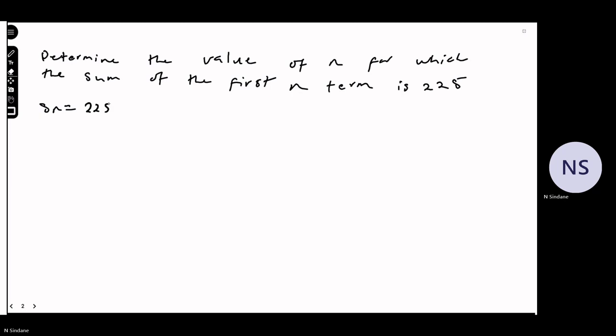We're still using the very same pattern. We know the value of a is equal to 1. We don't know the value of n. We know the value of d is equal to 2, right?